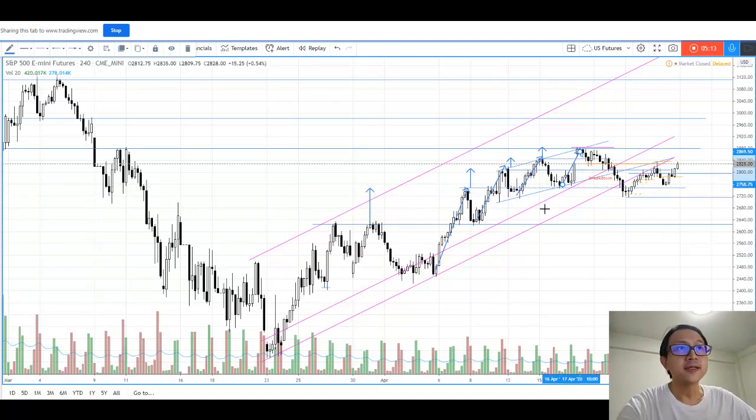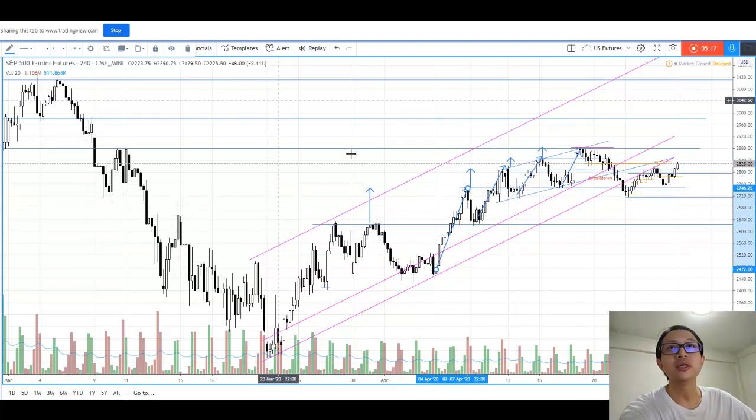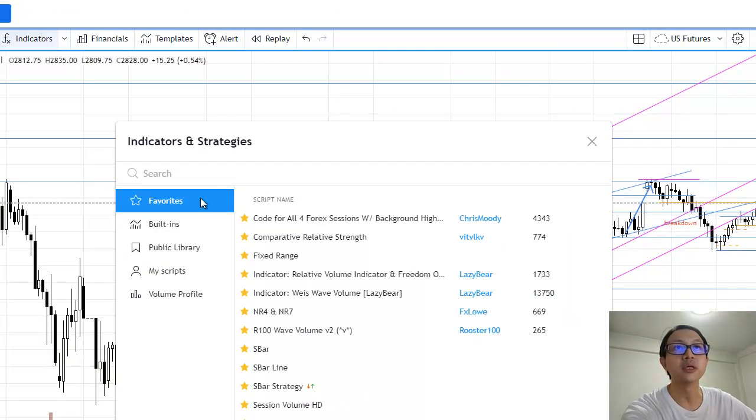Another indicator that I would like to show you is RSI. Let's quickly put up the RSI indicator.